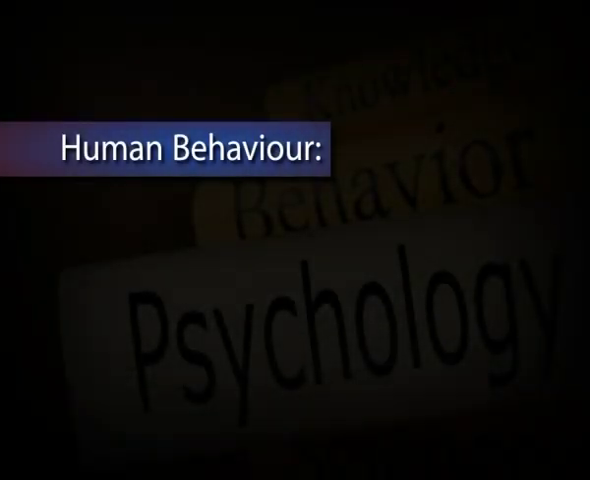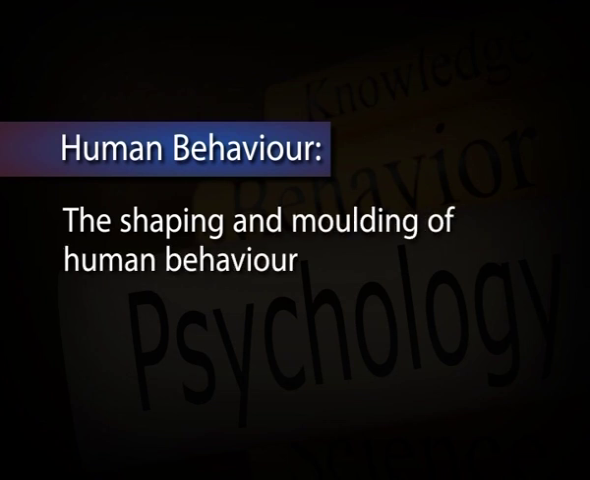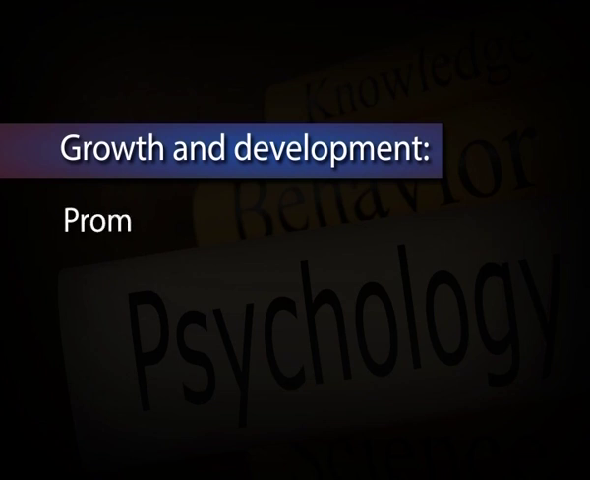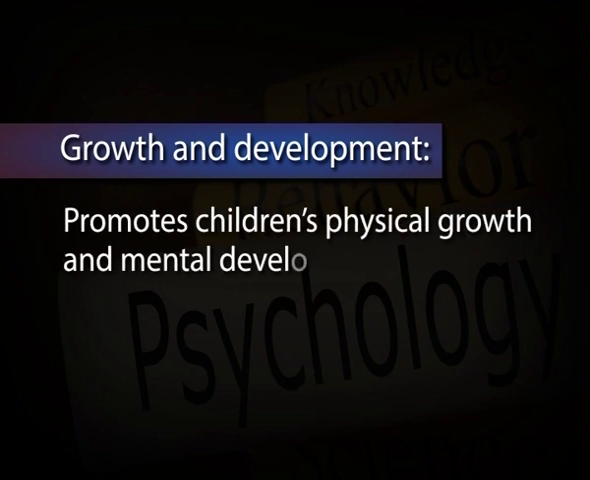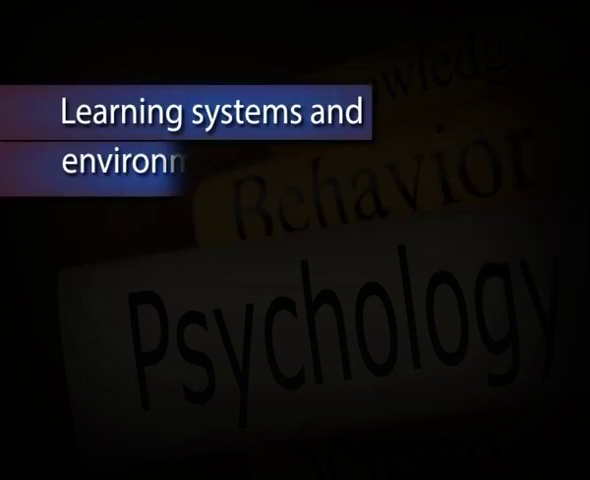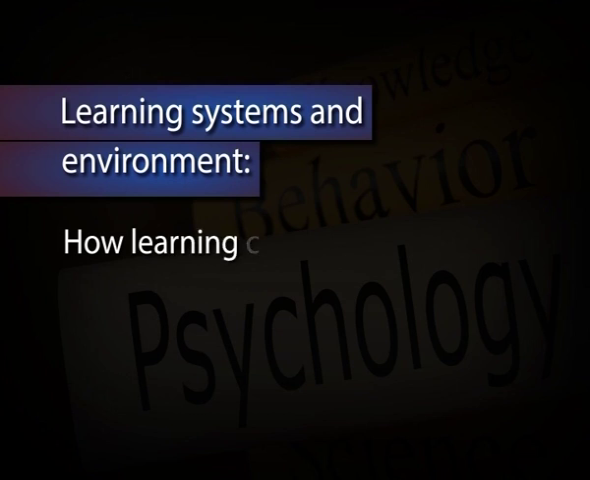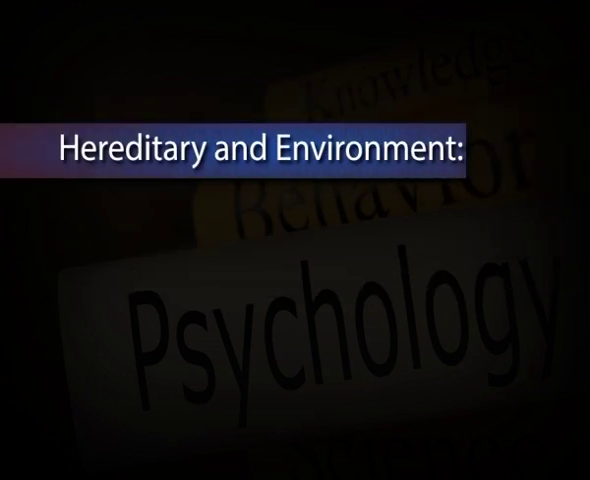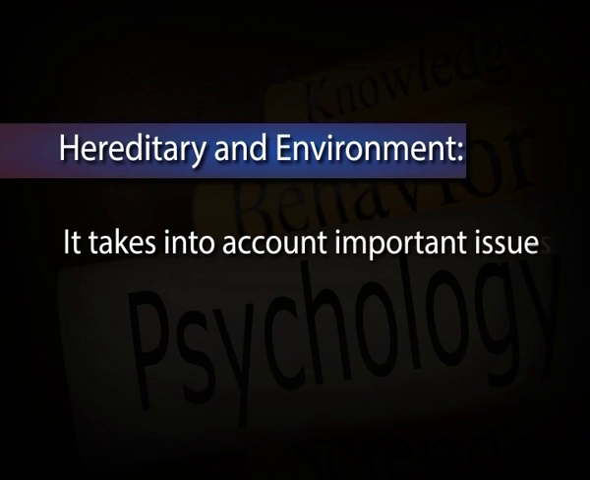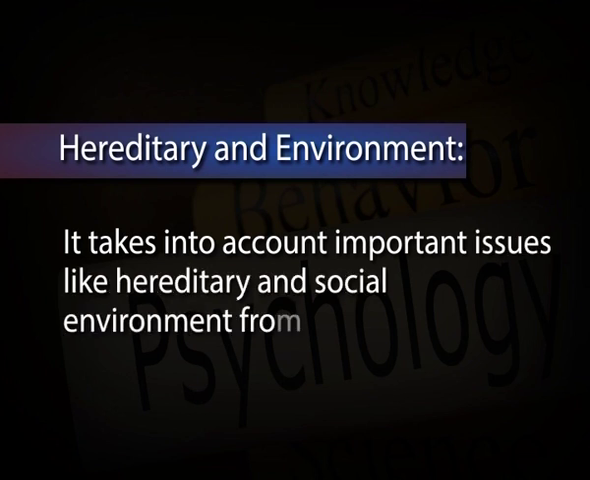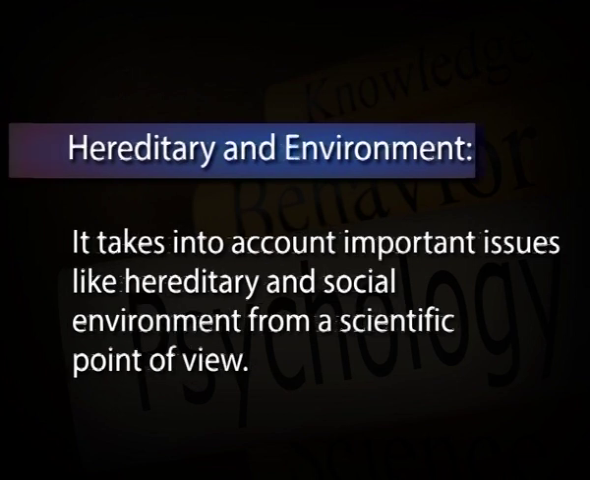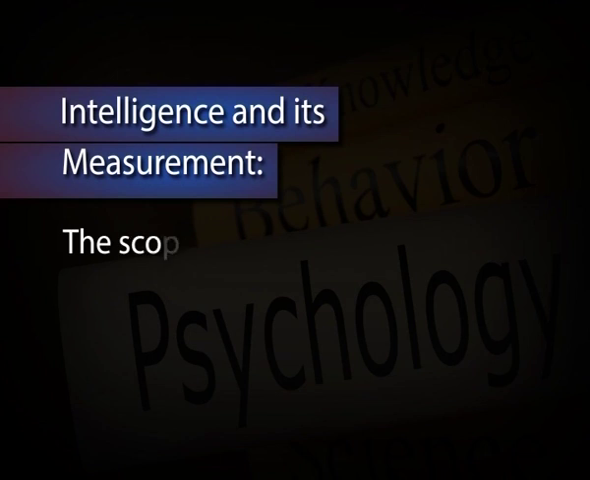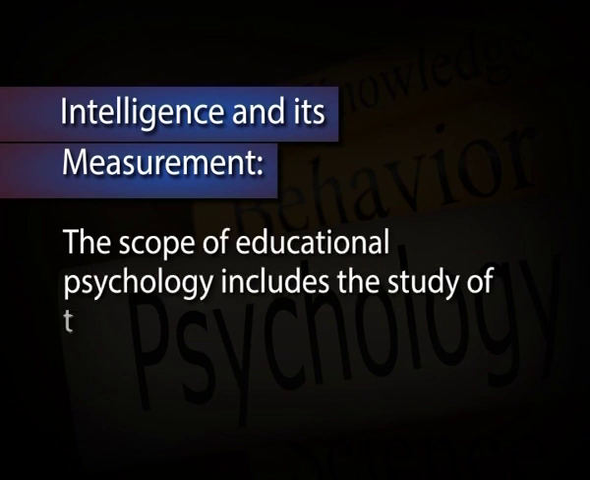Educational psychology as a field of study covers the following aspects. Human behavior. In this regard, it focuses on the shaping and molding of human behavior. Growth and development talks about promoting children's physical growth and mental development. Learning system and environment. Here, it talks about how learning can take place most effectively and economically. Heredity and environment. It takes into account important issues like heredity and social environment from a scientific point of view. Intelligence and its measurement. The scope of educational psychology includes the study of the nature of intelligence.